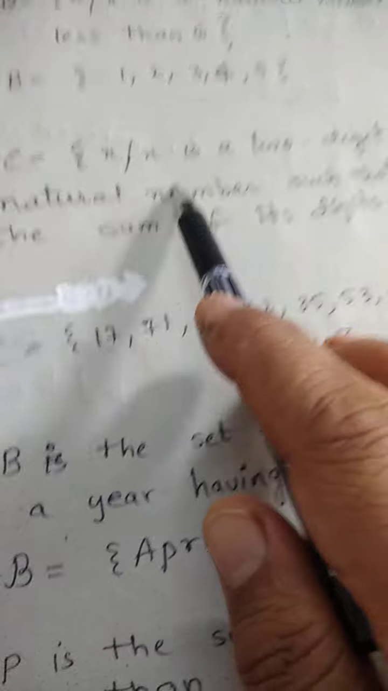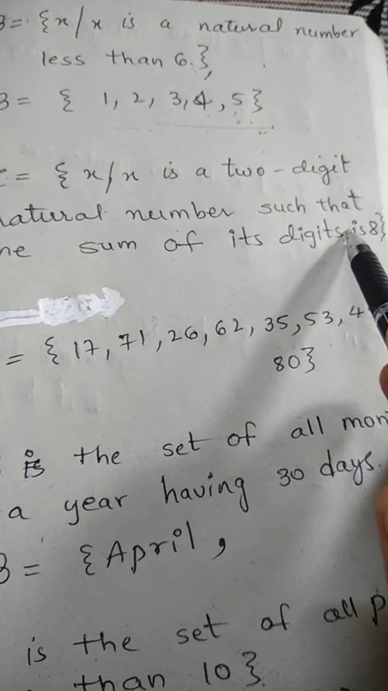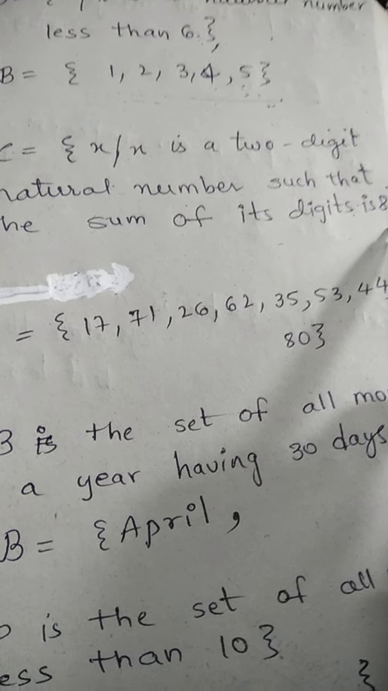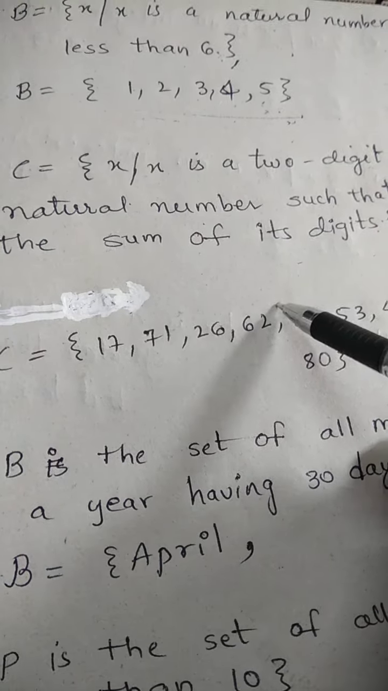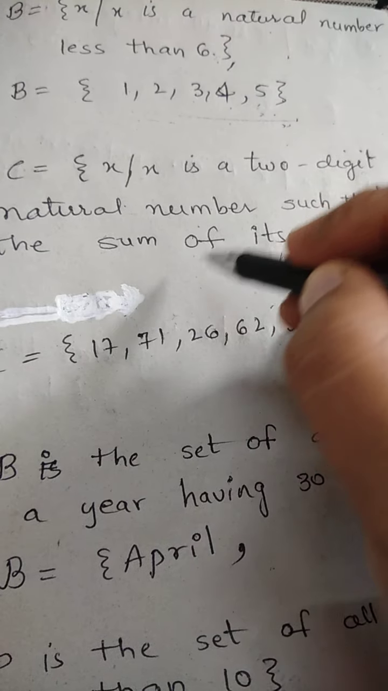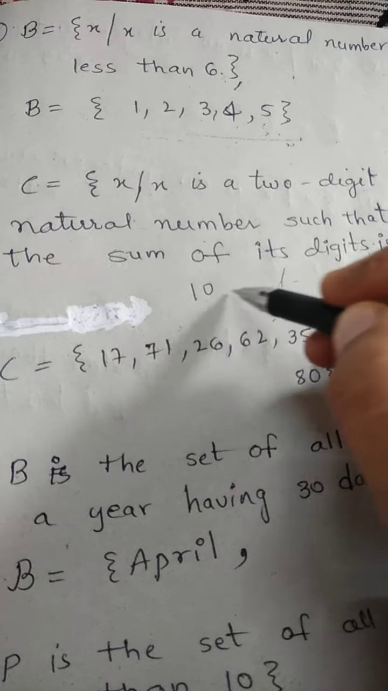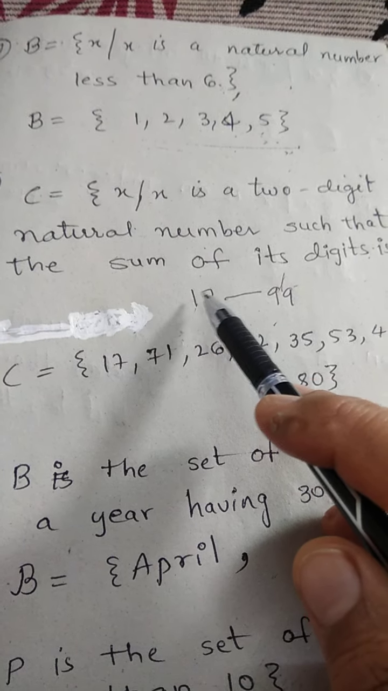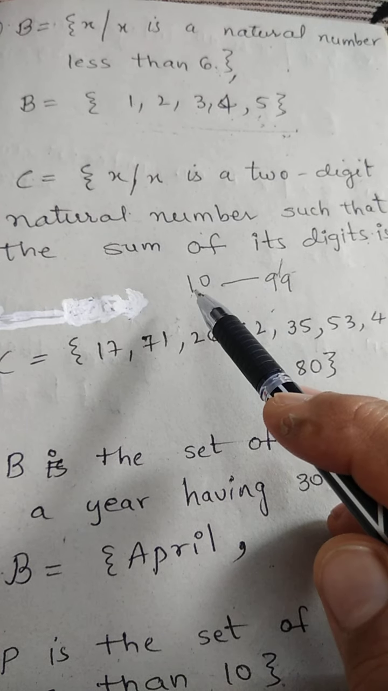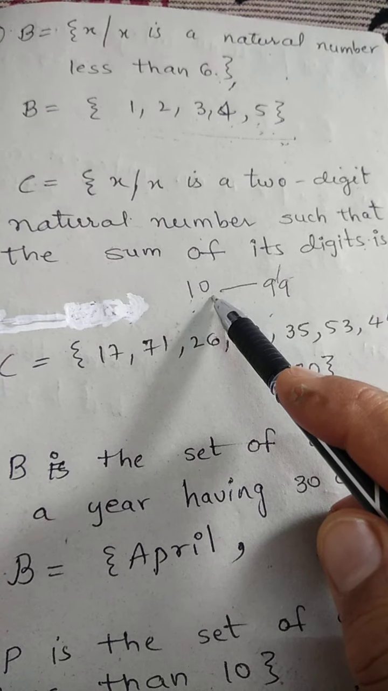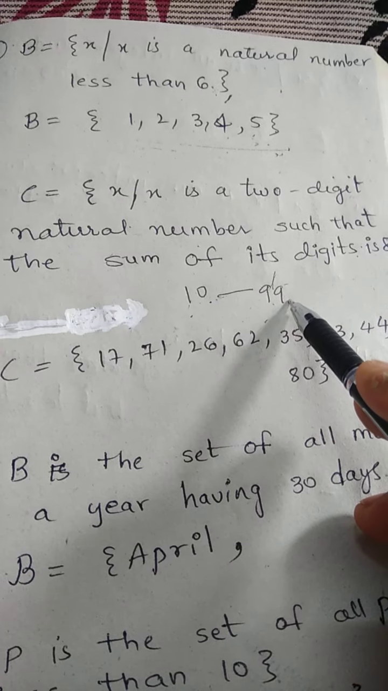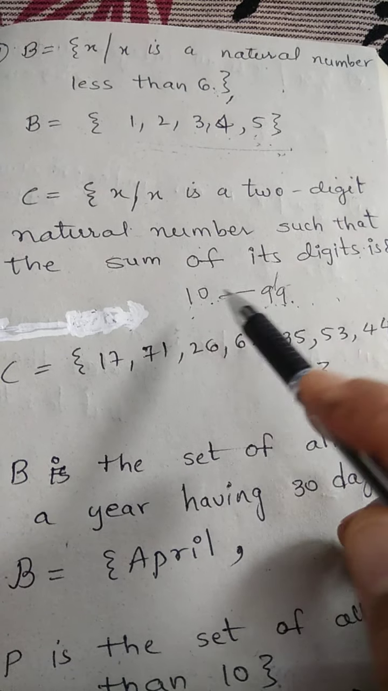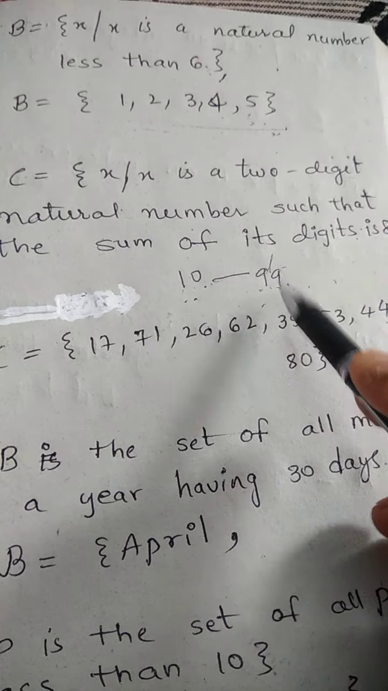C is x, where x is a 2-digit natural number such that the sum of its digits is 8. What are 2-digit numbers? From where do they start? They start with 10, right or not? And they end with 99. 1, 2, 3, 4, 5, 6, 7, 8, 9, up to 9 single digit. Then 10 is 2-digit, and then 99. After that comes 100. 100 has 3 digits.